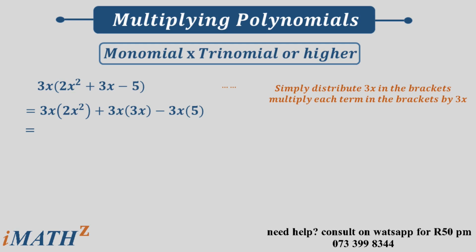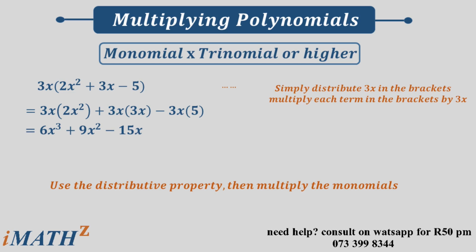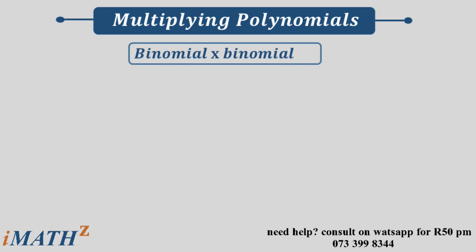This simplifies to 3x cubed as the first term. The second term then becomes 9x squared, and the final term simplifies to minus 15x. Again, the idea is the same. The distributive property is used to multiply each term in the brackets by the monomial outside the brackets. The next frequently occurring problem in multiplying polynomials is when we have to multiply a binomial times a binomial.